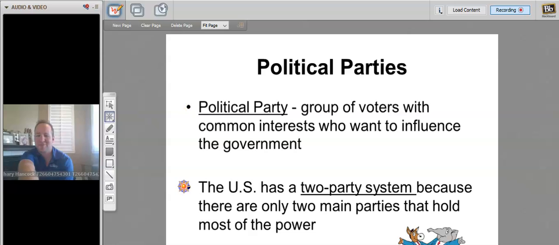I agree with you. The next one is the U.S. has a two-party system because there are only two parties that hold the most of the power.